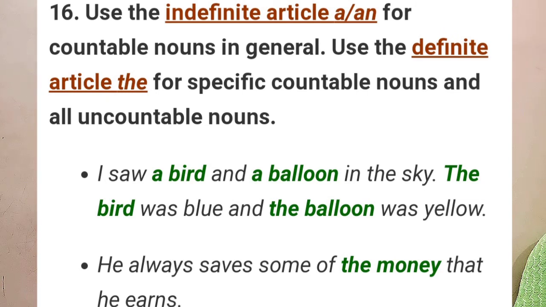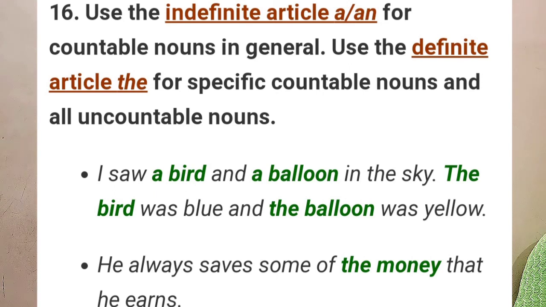Now we are using the definite article the for a specific countable noun and all uncountable nouns, like the bird. Which bird? The bird about which I was talking in my previous sentence. The bird was blue and the balloon was yellow. What was the balloon? The balloon was yellow, because we are talking about that specific bird and that specific balloon. So we will use the.